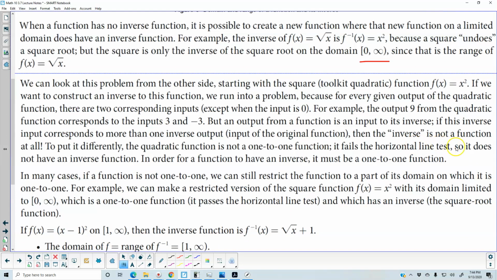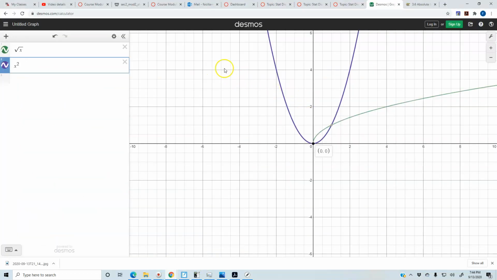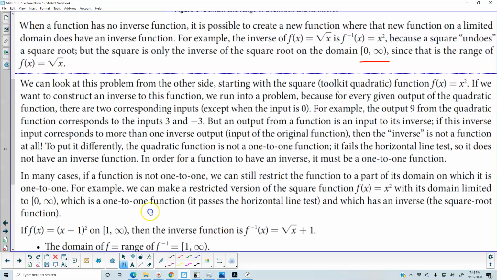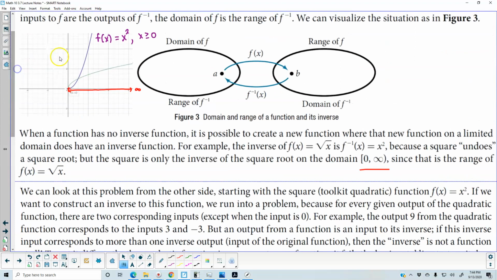It fails the horizontal line test, so it does not have an inverse function. In order for a function to have an inverse, it must be a one-to-one function. Going back to this graph, if we draw a horizontal line through the parabola, which is the x squared, it's not a one-to-one function because it wouldn't pass that test. Now, if we come back up and look at that graph, if we eliminate the left part of the graph, you can see that if we put a horizontal line through it, it does then become a one-to-one function, but only on the restriction.